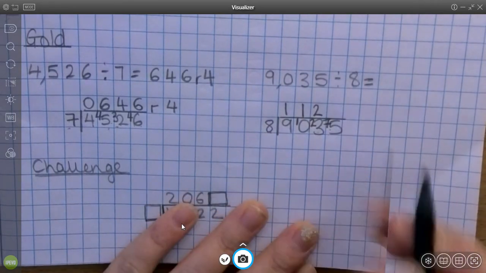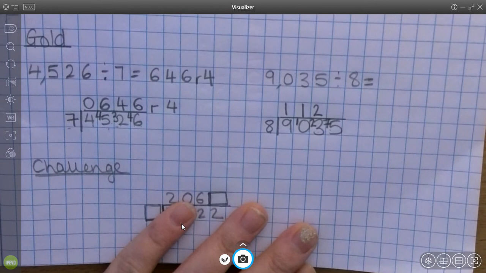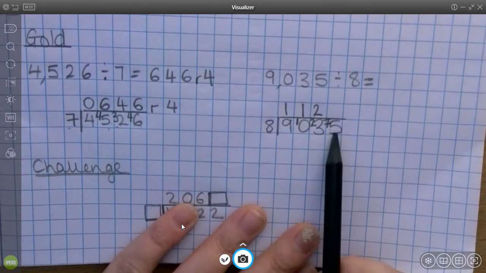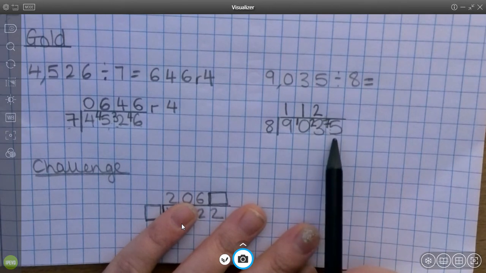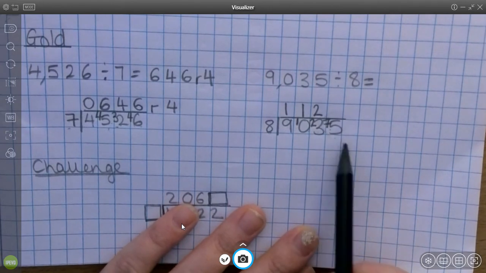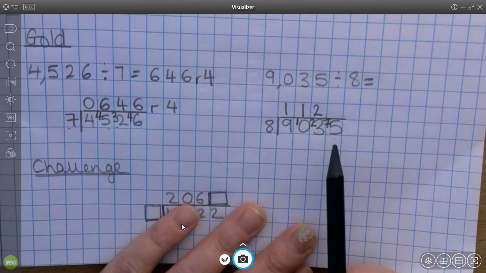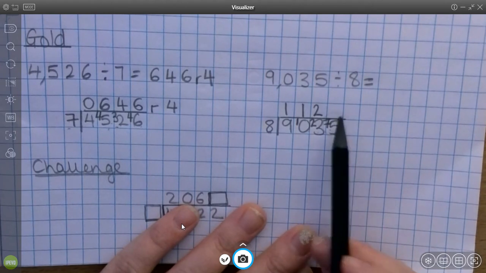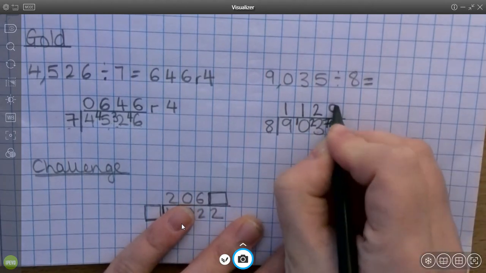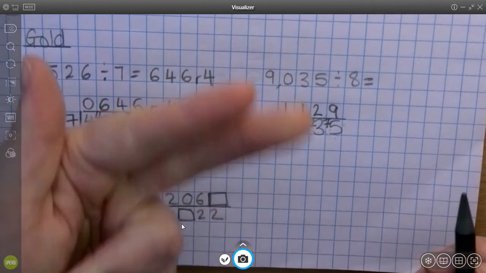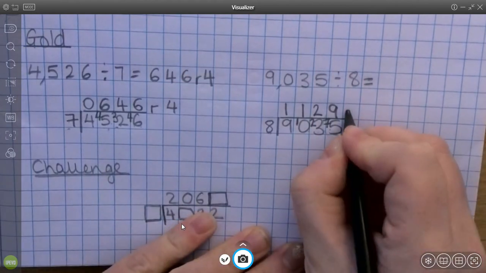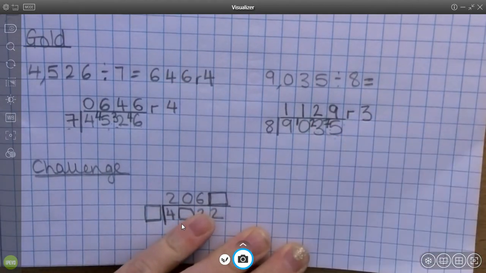8 into 75. Now this is hard, but we know that 10 times 8 is 80. So that's 80, which is too high for 75, but only just a bit too high. So what would 9 times 8 be? 9 times 8 is 72. So I know I can get 9 groups of 8, but what's left over? 73, 74, 75. I have a remainder of 3.